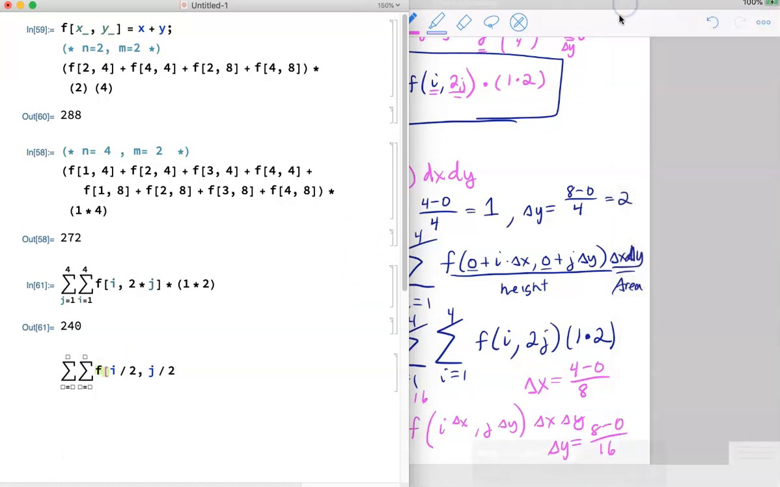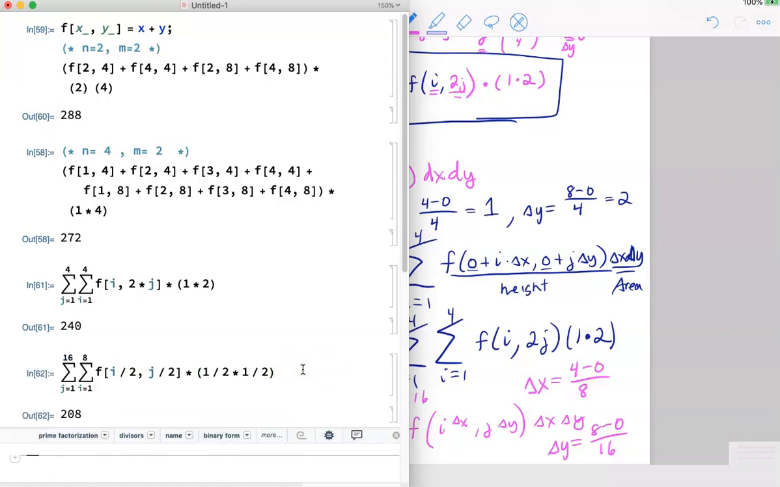Okay. And then we would have needed to multiply by 1/2 times 1/2. That would have been the area of the base. The function gives you the height. And then we would have wanted i to go from 1 to 8. We would have 8 rectangles in the x direction, and j would have gone from 1 to 16. And now that you've got this all typed in, you can evaluate that double sum to get 208.